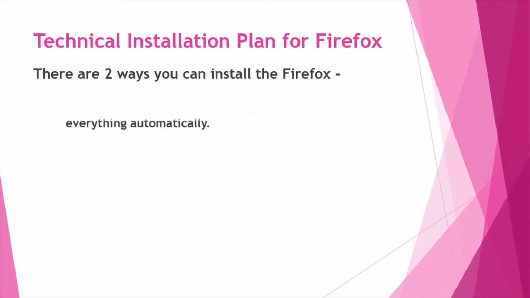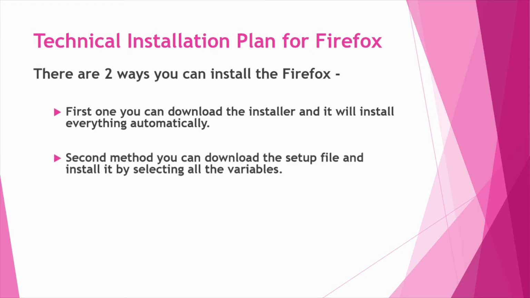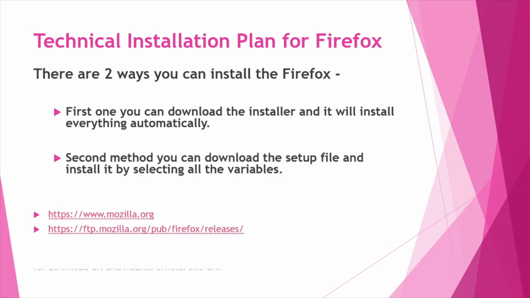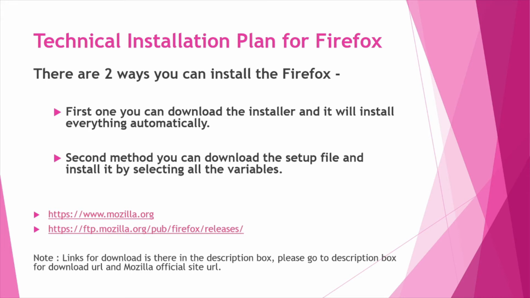There are two ways you can install Firefox. First, you can download the installer and simply run it. It will install everything for you and make Firefox ready to use. Second way, you can download any version of the setup file and run it. Here you have to mention all the parameters for install. Note, we have given all the URLs to download Mozilla in the description box, so go to the description and get the link.